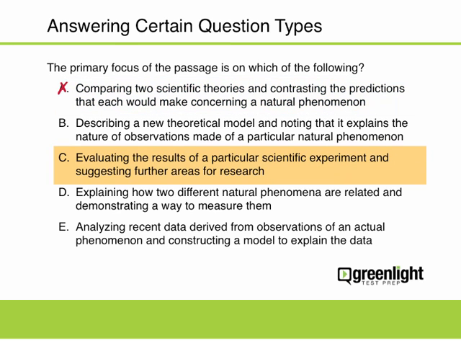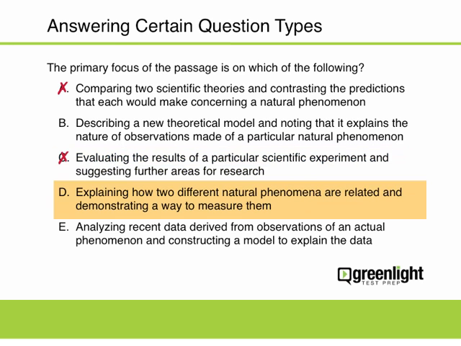Answer choice C is not correct either. Sure, the passage discusses the results of an experiment, but there's no reference to suggesting further areas for research. This additional content is a common trap in reading comprehension answer choices. Next we have answer choice D, which is not correct either. The passage describes only one phenomenon, not two.